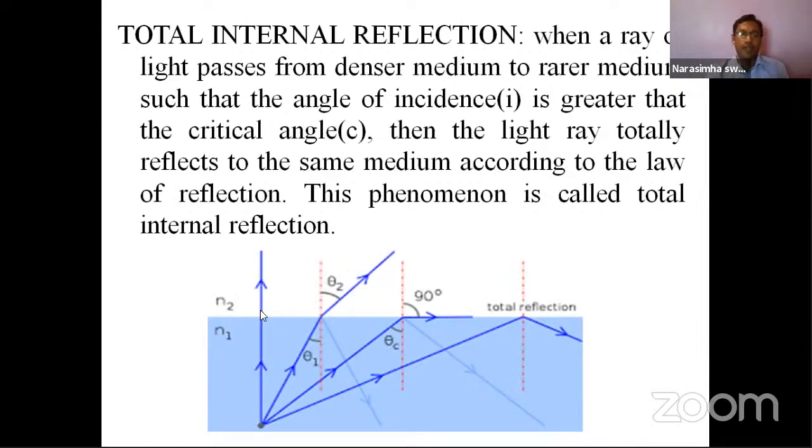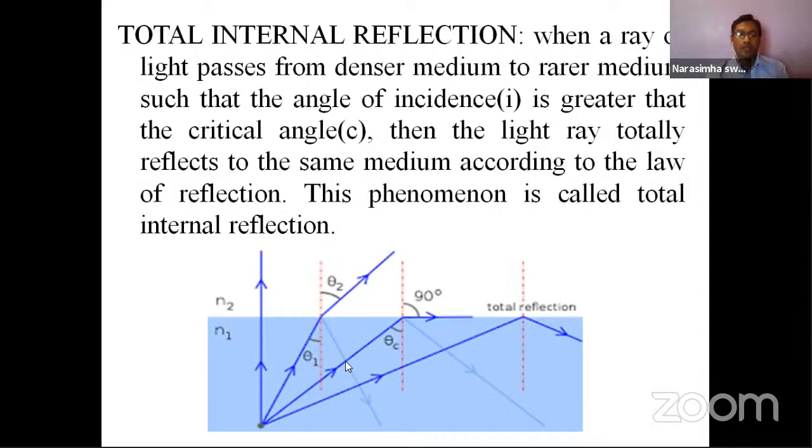There is no bending. Even though the two media, N1 and N2, are there, when the light ray is incident perpendicular to the interface, there is no deviation. Now look at this: with the normal, the light ray is incident at an angle θ1, and then refraction takes place at an angle θ2.